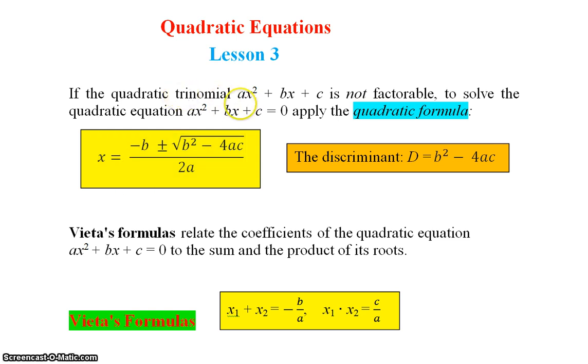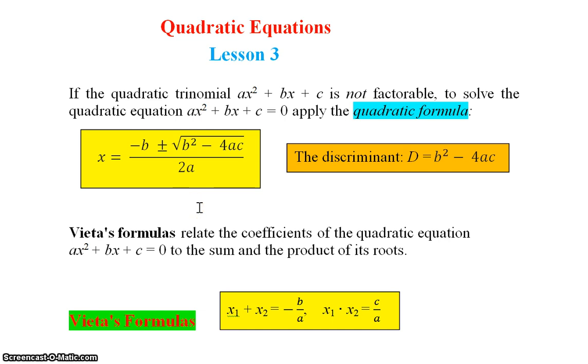If the quadratic trinomial ax squared plus bx plus c is not factorable, to solve the quadratic equation ax squared plus bx plus c equals 0, apply the quadratic formula. x equals minus b plus minus square root of b squared minus 4ac divided by 2a.